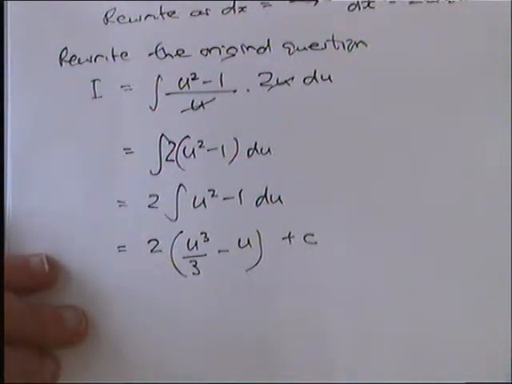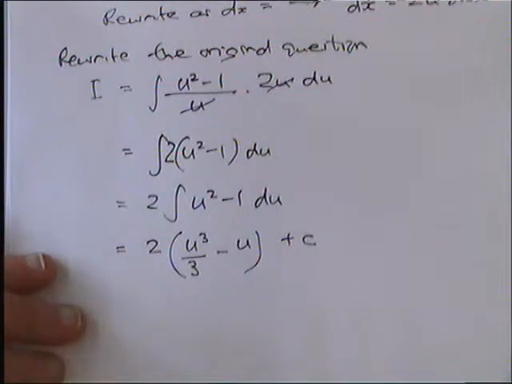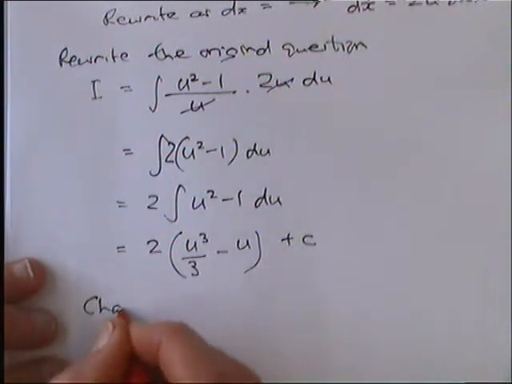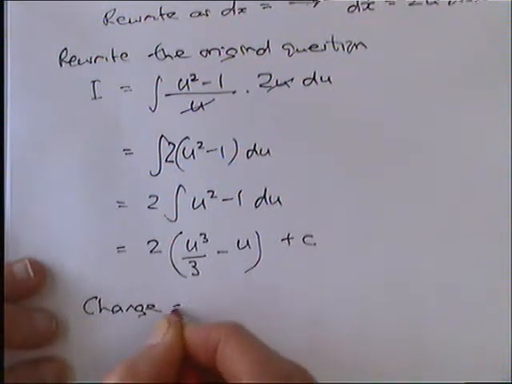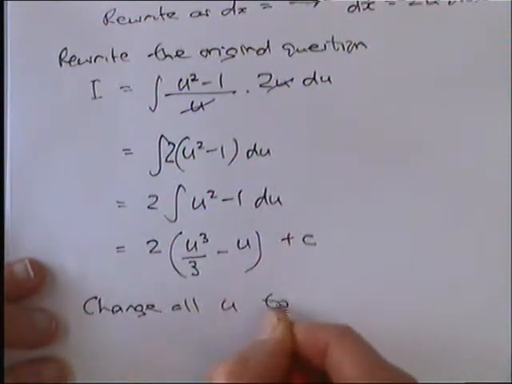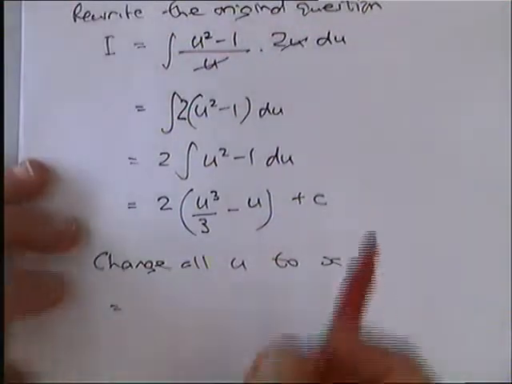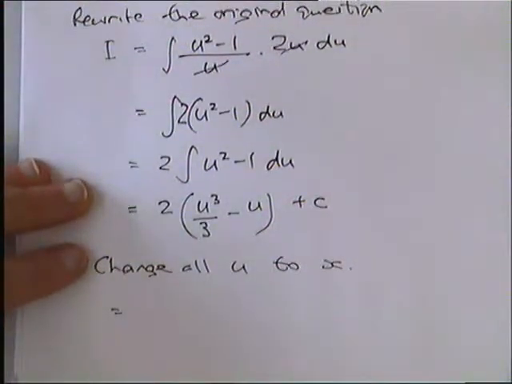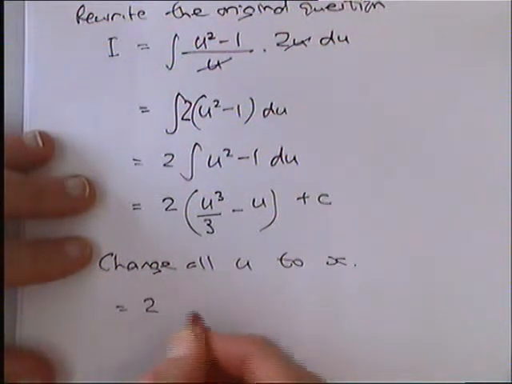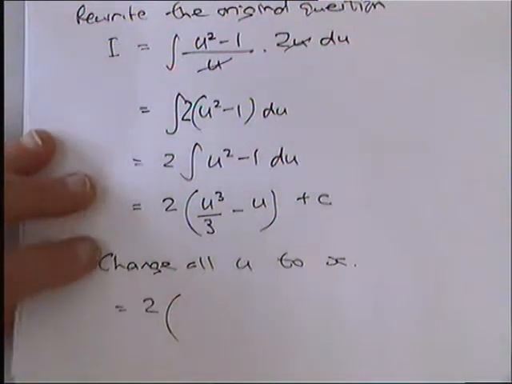Does that look like a suitable answer to the question I started with? Why are you shaking your head, Tom? It's got no x's in it. So what we need to do now is change all u's back to x's. So from earlier on we wrote down what different things were. So it's 2 u cubed.